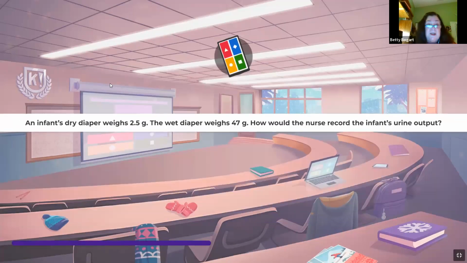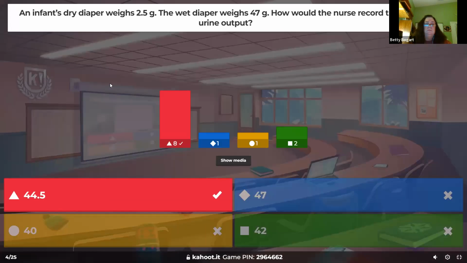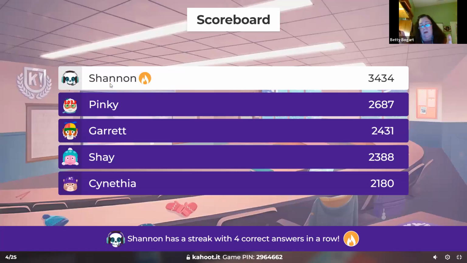An infant's dry diaper weighs 2.5 grams. The wet is 47. How would the nurse record the infant's urine output? What did I tell you about dry diaper and wet diaper? The subtraction between the wet and the dry is the urinary output, and then record it. So it is 44.5. Does everybody understand that now? Just minus 2.5 from 47. Or, as I said before, number 1 diapers, 30 grams. And if your wet is 60, 60 minus 30 is 30. Very easy. And that's in mLs.